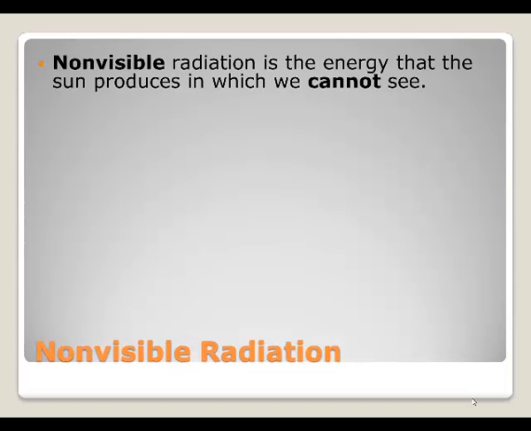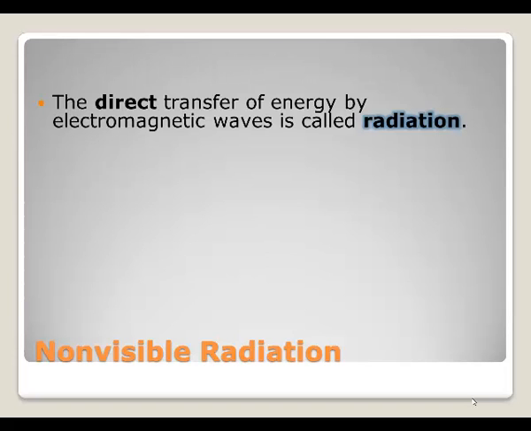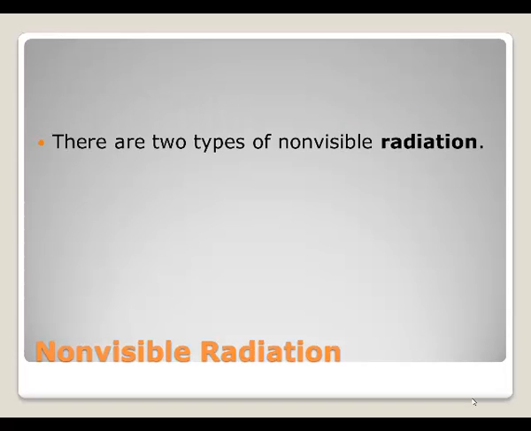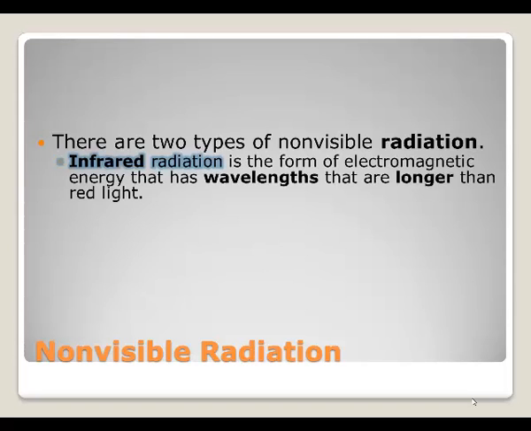The nonvisible radiation. Nonvisible radiation, as it suggests, is the radiation or the energy that the sun produces that we cannot see. The direct transfer of energy by electromagnetic waves is called radiation. There are two types of non-visible radiation.